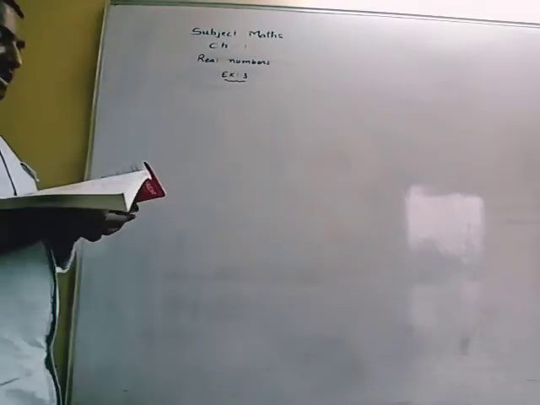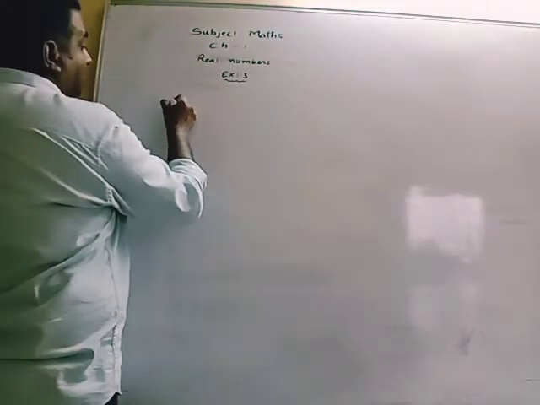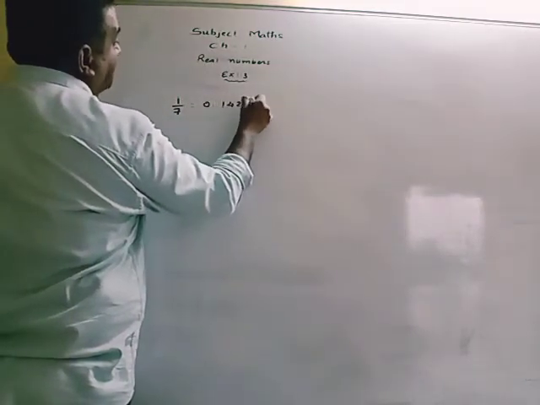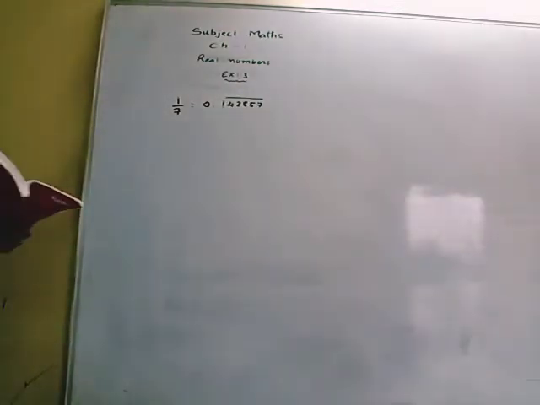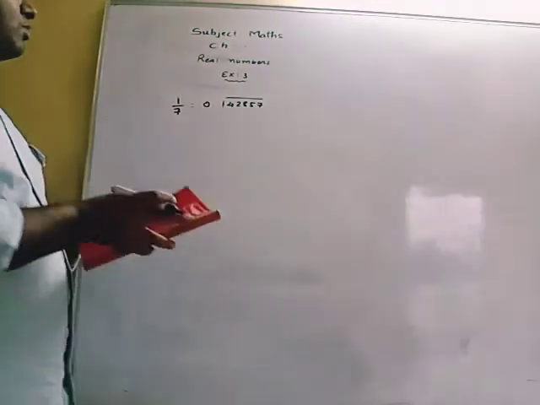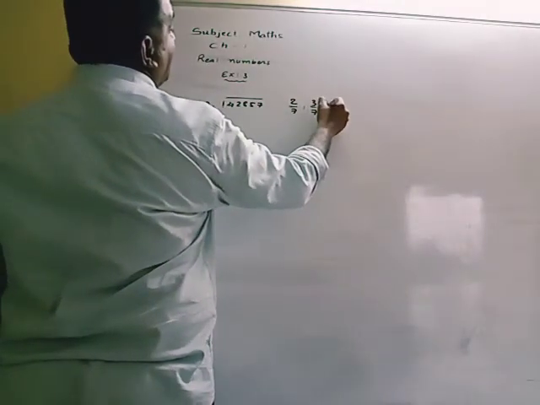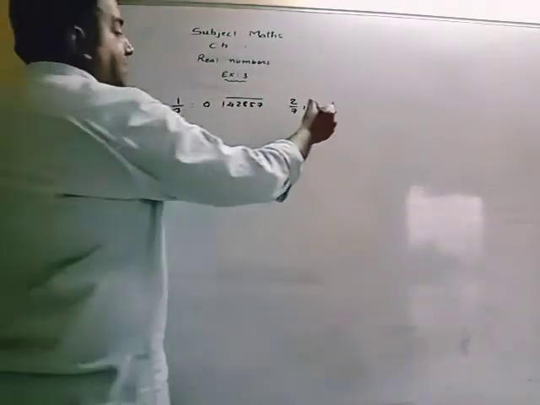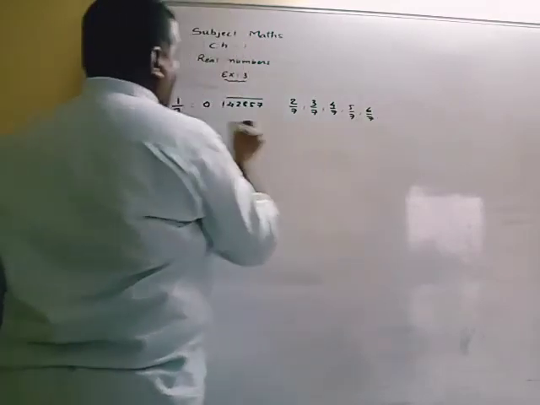Now we have question 2. You know that 1 by 7 equals 0.142857 bar. Then can you predict what the decimal expression of 2 by 7, 3 by 7, 4 by 7, 5 by 7, 6 by 7 will be? So here 2 by 7.